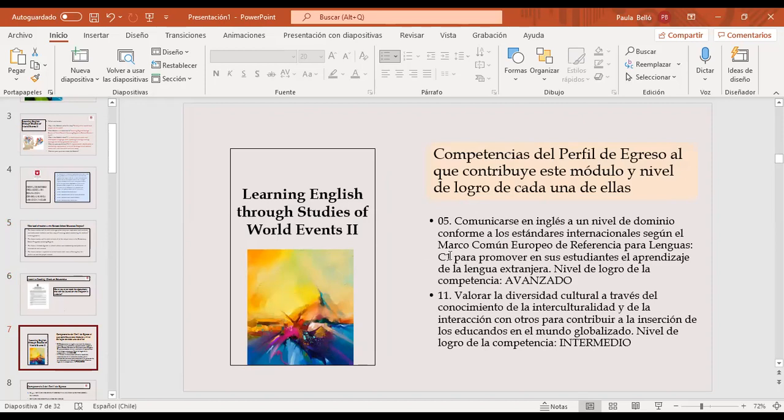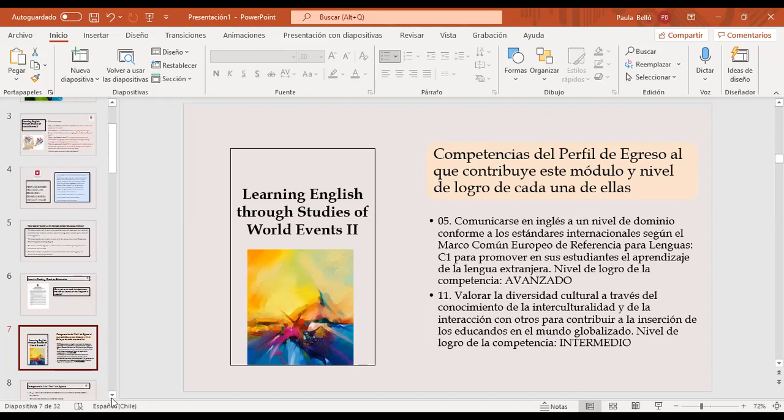No es para cada año, ¿verdad? Es un objetivo al final, so it's a long-term objective. But you go step by step towards that objective. And then also, of course, recognize diversity, cultural diversity, and interculturality in interaction with others, in a globalized world.